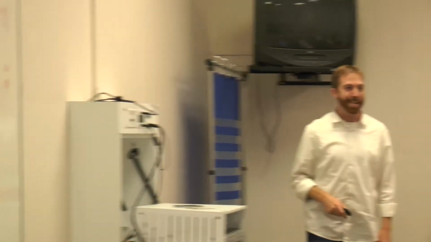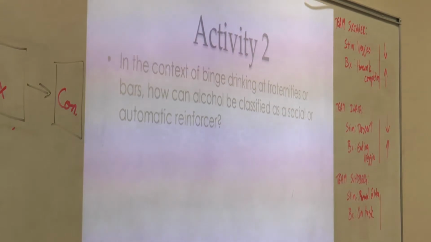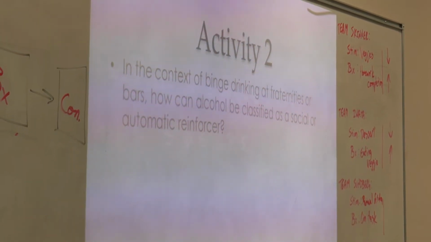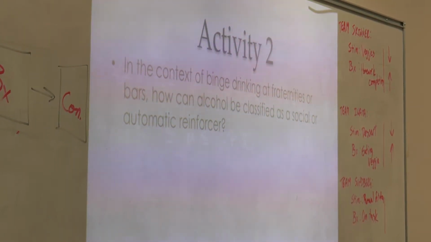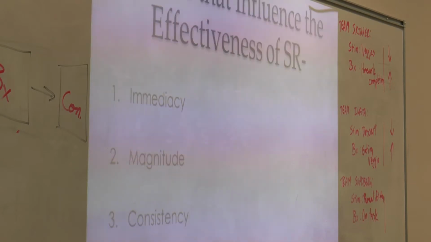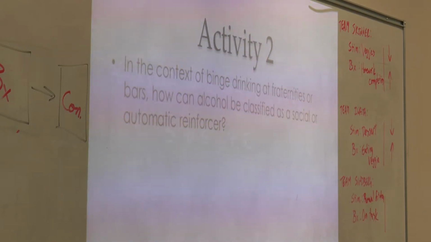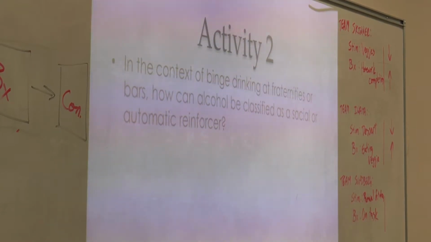All right, activity two time. No rest for the weary. In the context of binge drinking at fraternities or bars, how can alcohol be classified as a social or automatic reinforcer? Okay, in your group. Sorry, binge drinking is when you just drink and drink and drink and you become really, really drunk. It makes the drinking person more social.